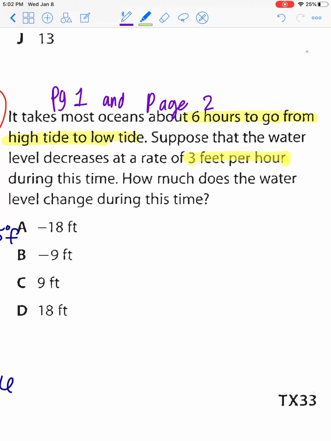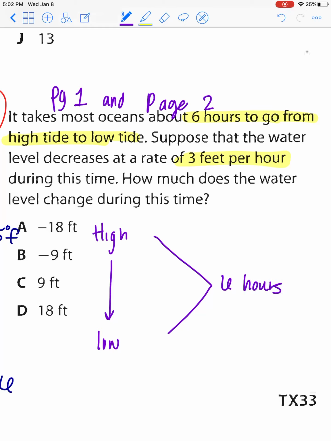So then the ocean takes 6 hours to go from high to low. So basically, if I'm going from high, I spelled that completely wrong. Let's try it again. From high all the way down to low, it's telling me here that it takes them a whole 6 hours to do that. And then it says, let's assume that every hour, they decrease 3 feet, right?